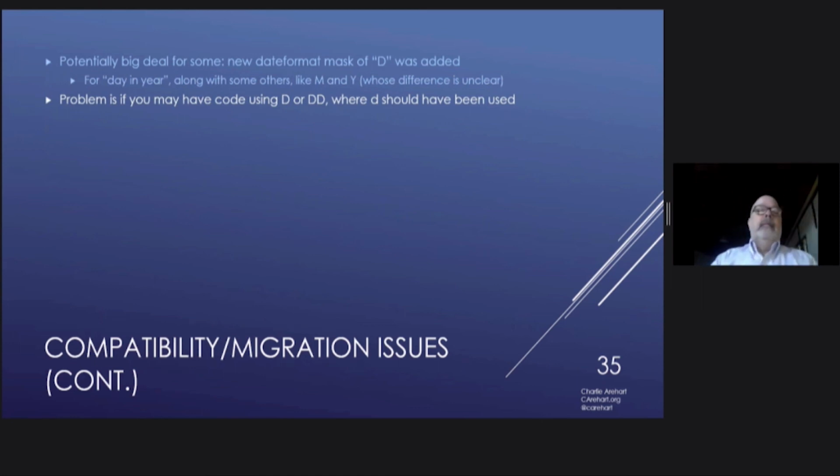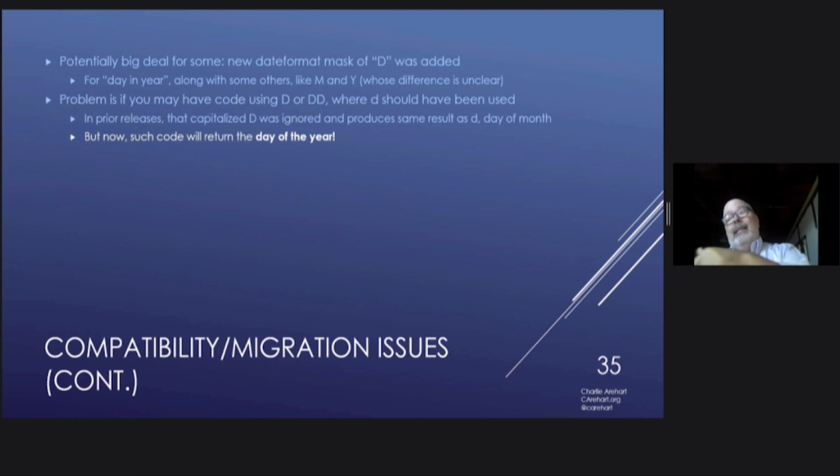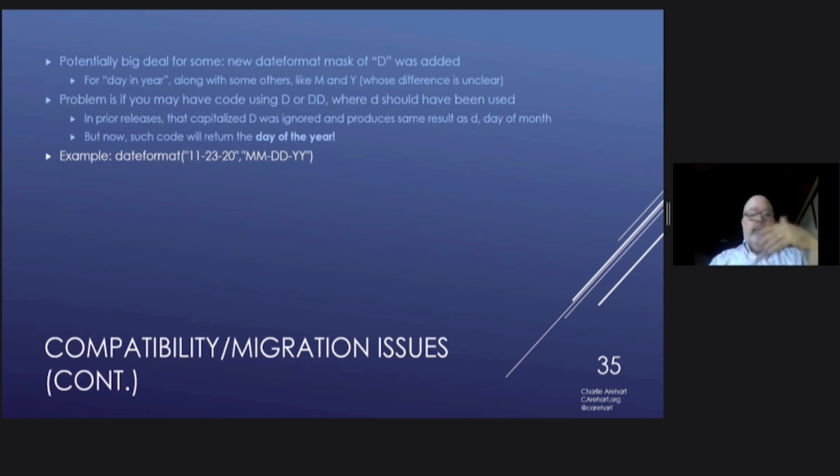But if you've been using capital D or capital DD all this time in your code where a lowercase d or DD should have been used, well, that was just ignored. And it produced the same result as the lowercase d. But oh my gosh, in 2021, that code would now return the day in the year. So here's an example. If I did a date format of this date with MMDDYY, in prior versions, that would produce 11/23/2020. There you go. But in 2021, look at what this produces, 11/3/28/2020. And that's pretty scary, right?